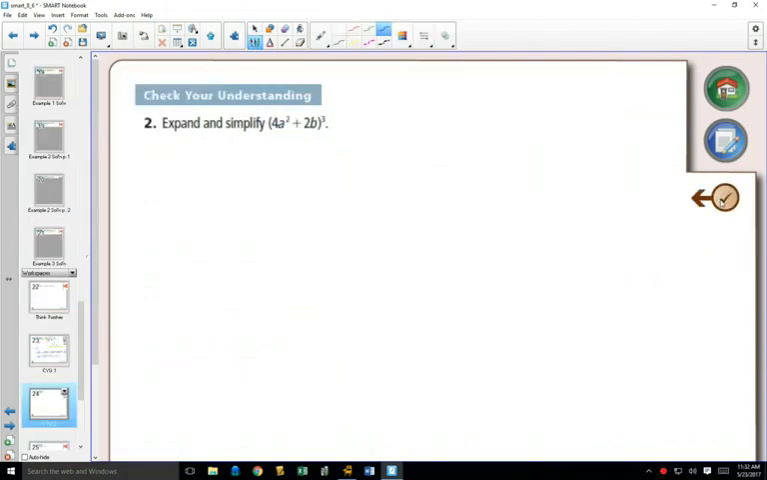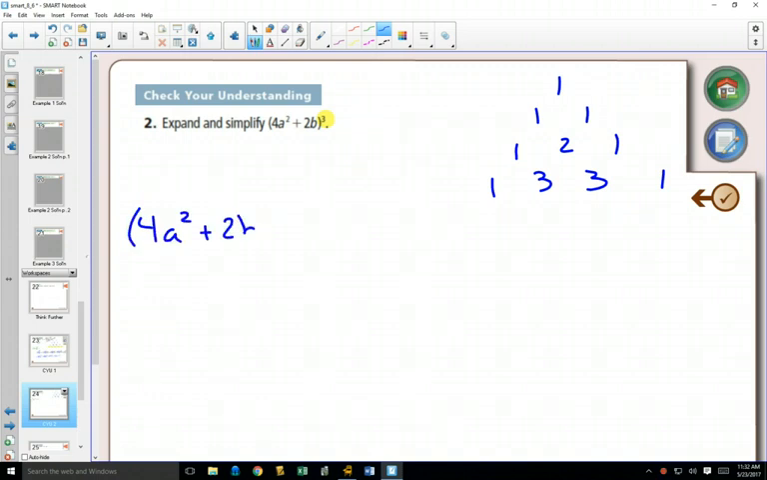So looking at this one, our exponent is a 3. That means we're going to have 4 terms in our expansion. If we look at Pascal's triangle, and we go to the row that has 4 terms, those will be our coefficients. So we can start off by saying that 4a squared plus 2b to the power of 3 is going to equal, and our coefficients are going to be 1, 3, 3, 1. Again, I'll leave some space in there for our terms.